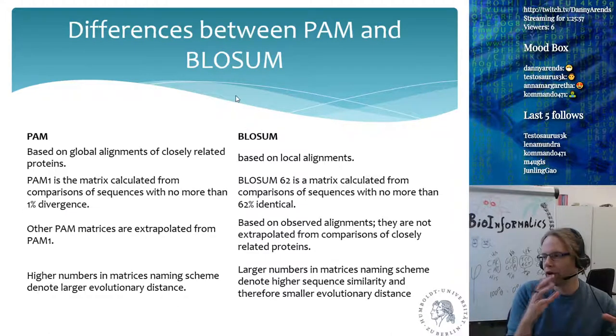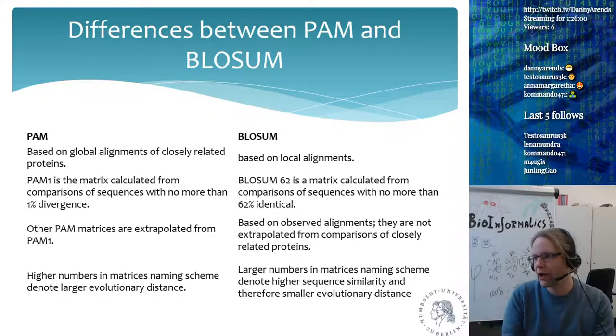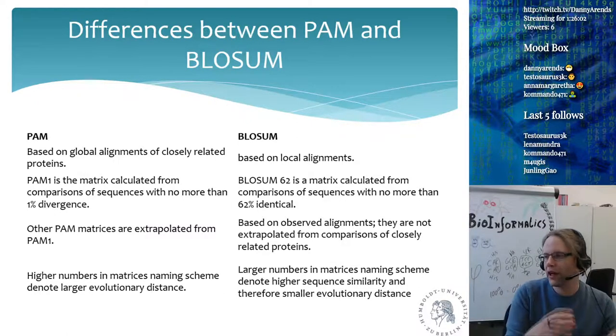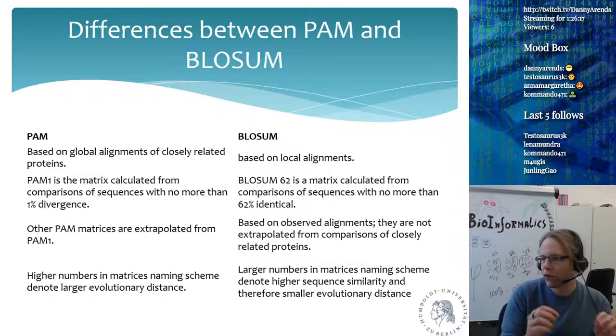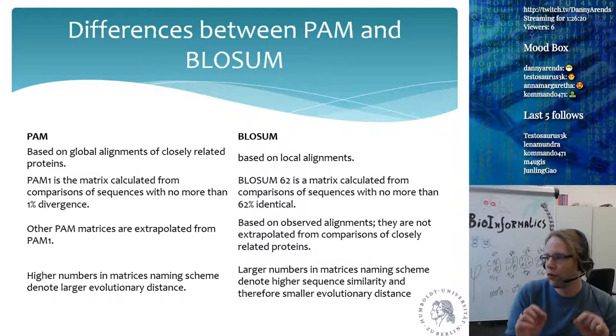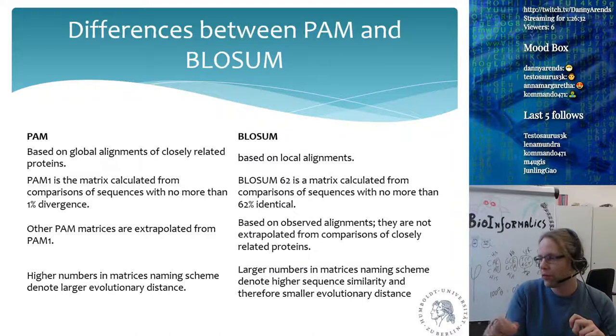All right, so when we look at PAM matrices and BLOSUM matrices, the PAM matrix is based on global alignments of closely related proteins, while the BLOSUM matrix is based on local alignments, right? Because you're finding the best optimal substring. So the PAM1 matrix is calculated from comparison of sequences with no more than 1% divergence, while the BLOSUM matrix is the other way around, right? So a BLOSUM1 matrix is calculated for comparison of sequences with no more than 1% identity.